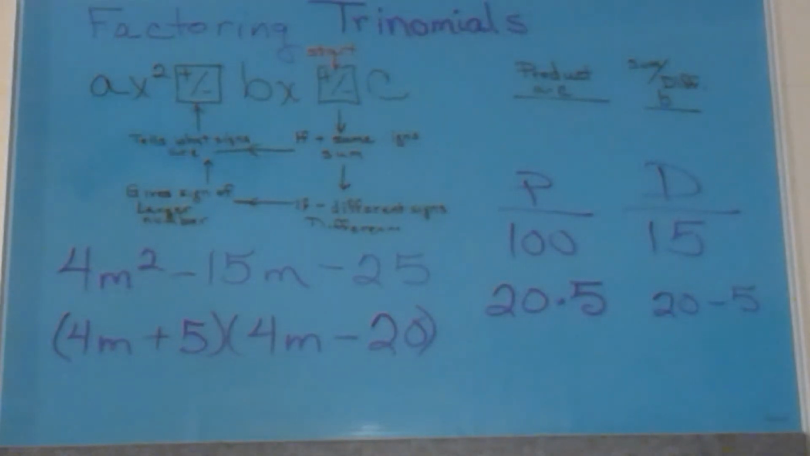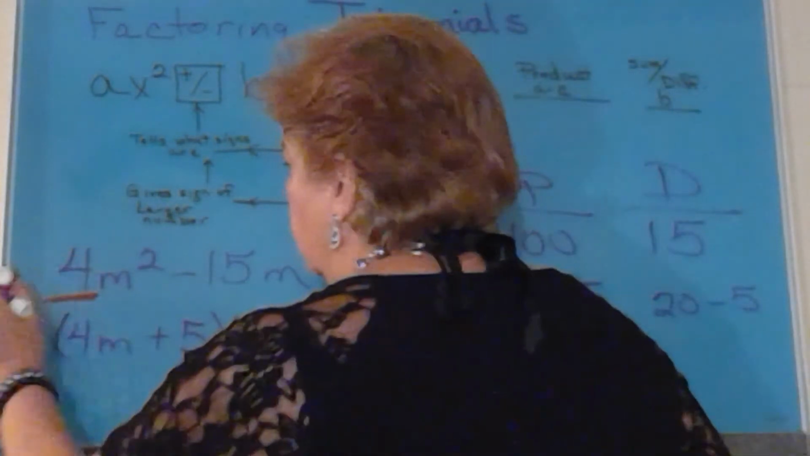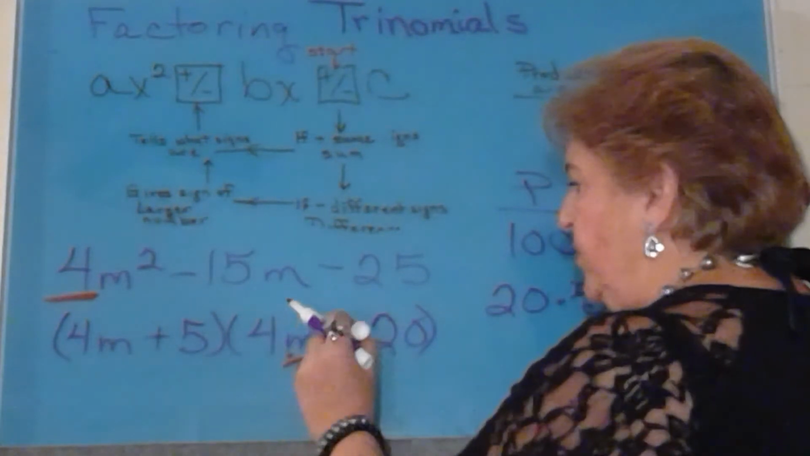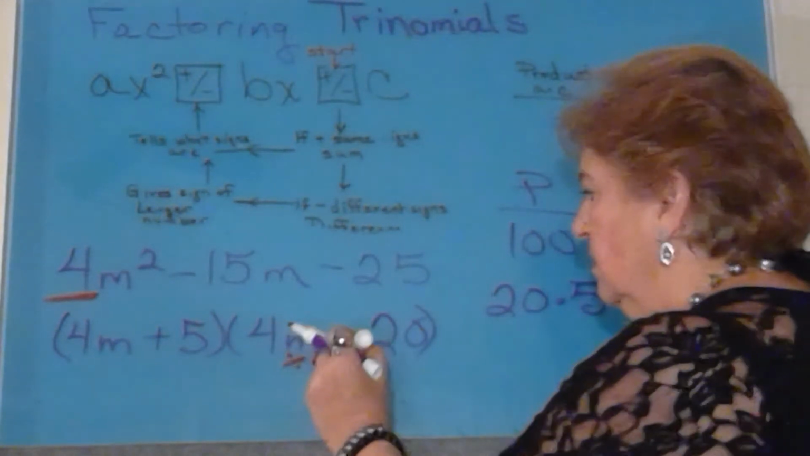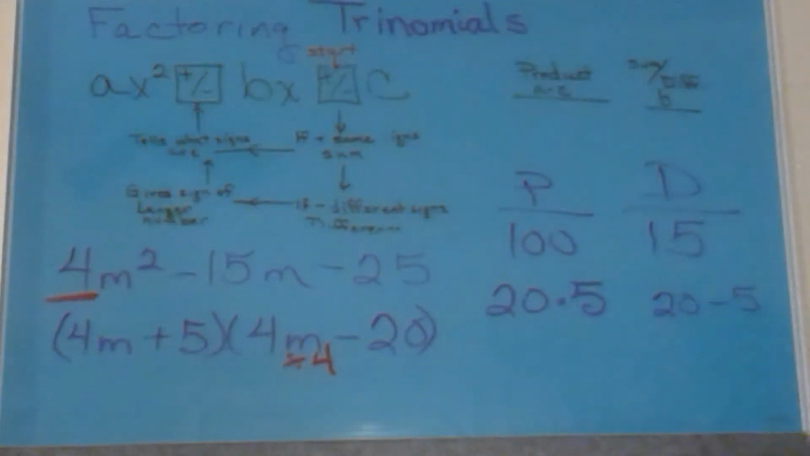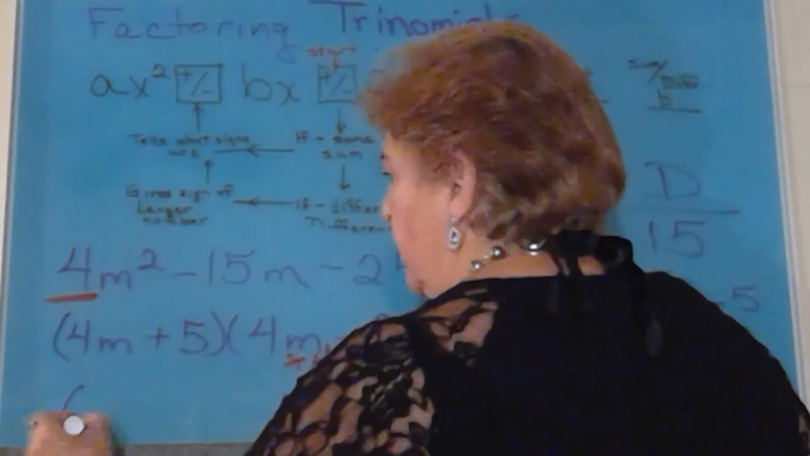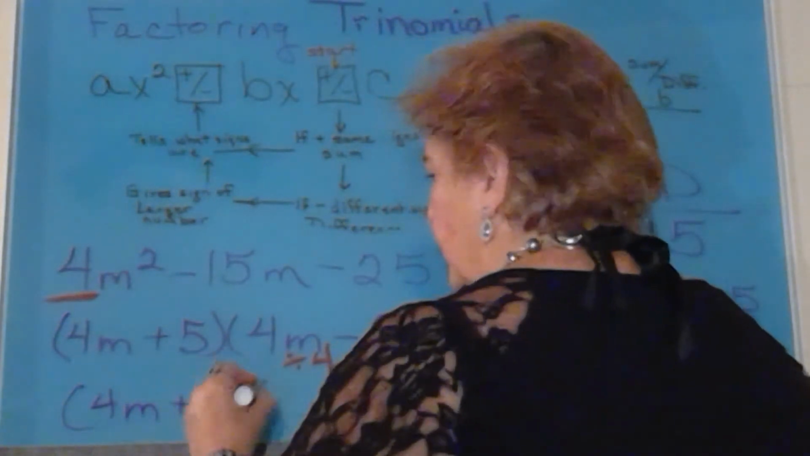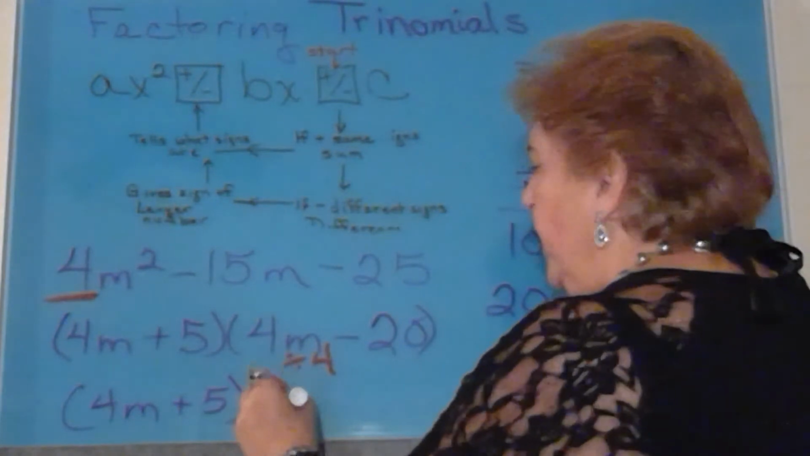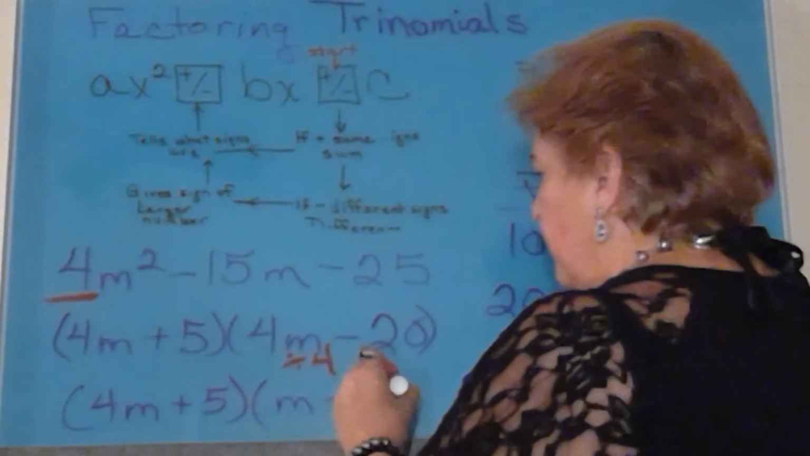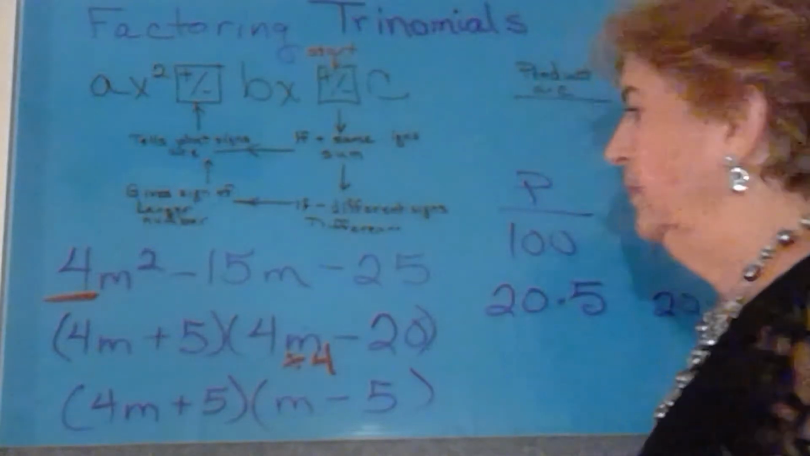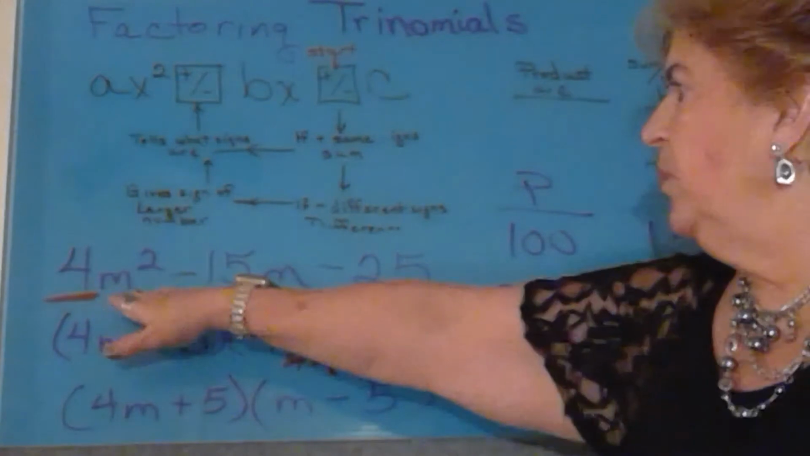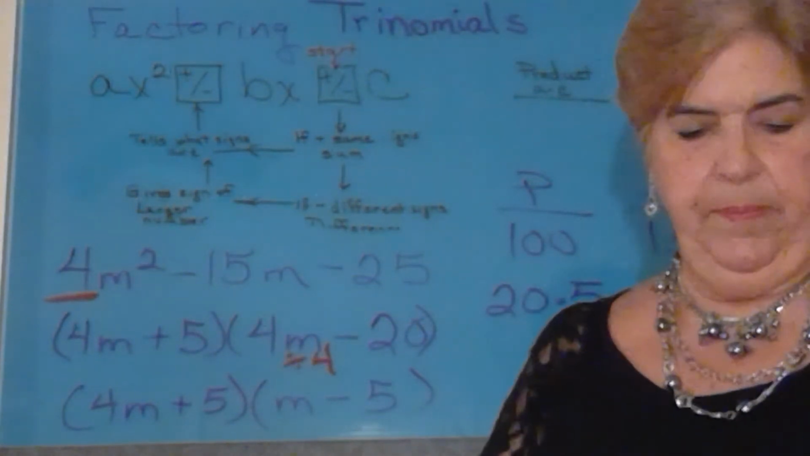Now we still need to divide out the 4. I can divide 4 out of the second factor. So the first factor remains 4m plus 5. And the second factor is m minus 5. Again, if you FOIL that, you will end up with a polynomial that we started with.